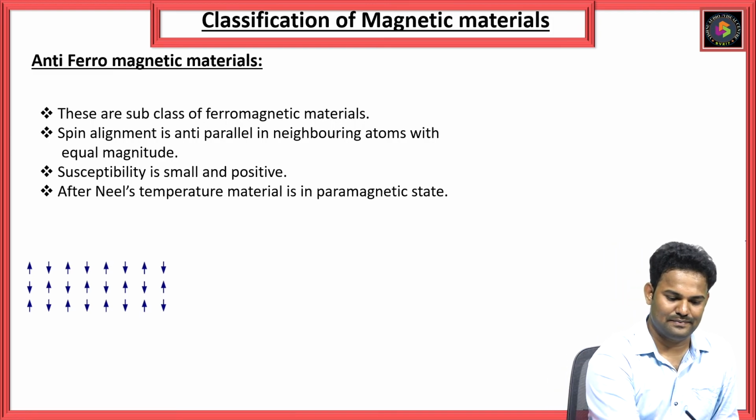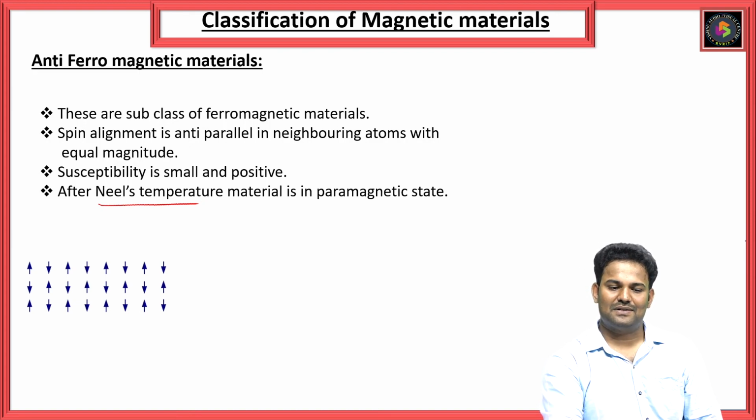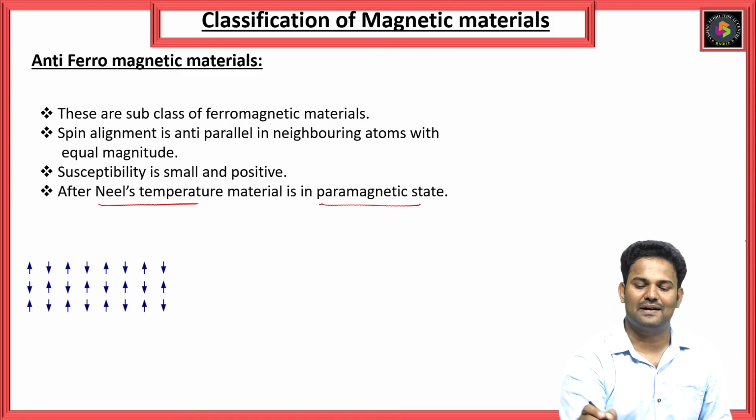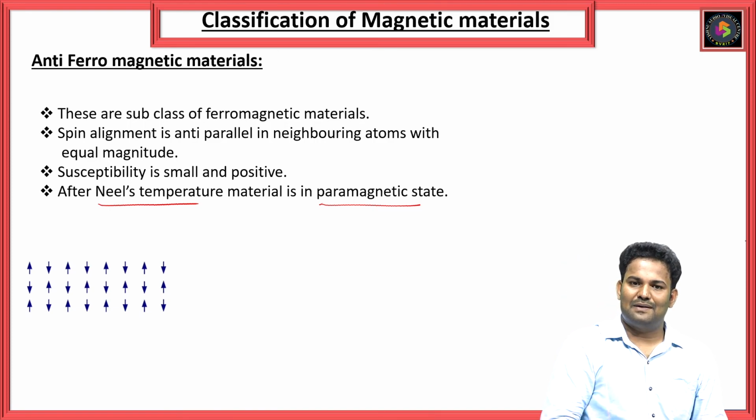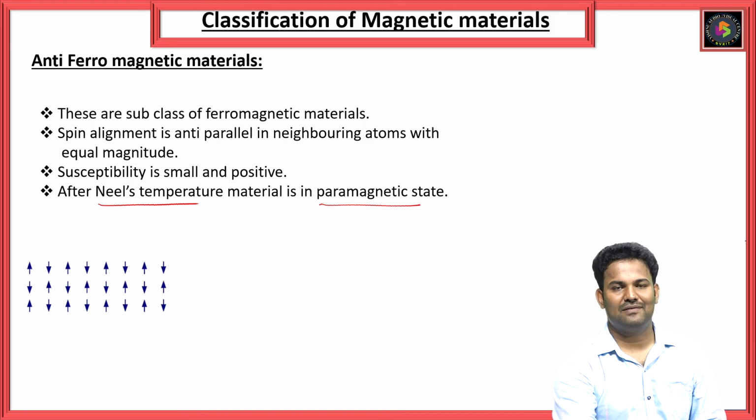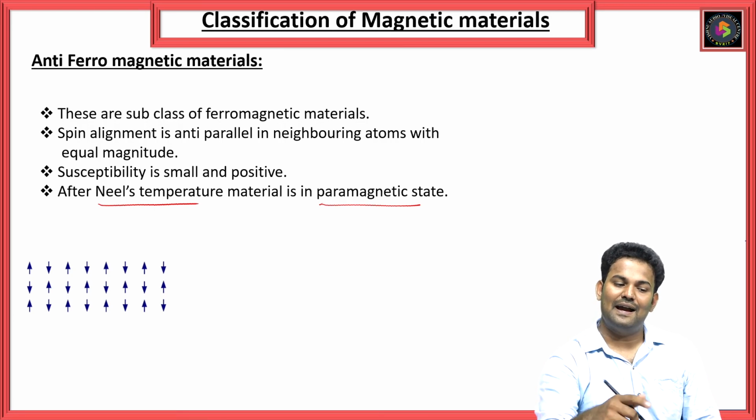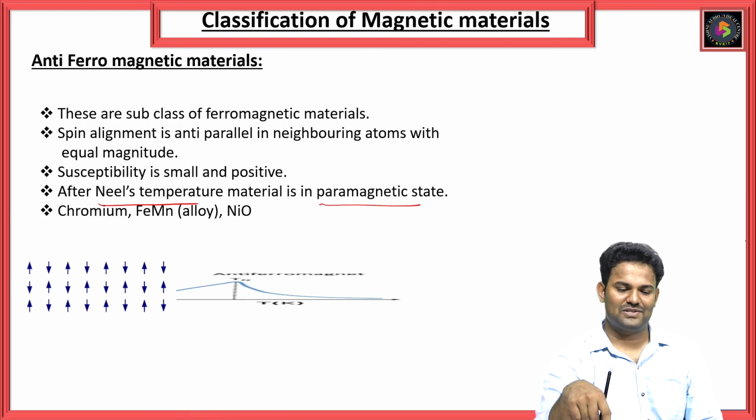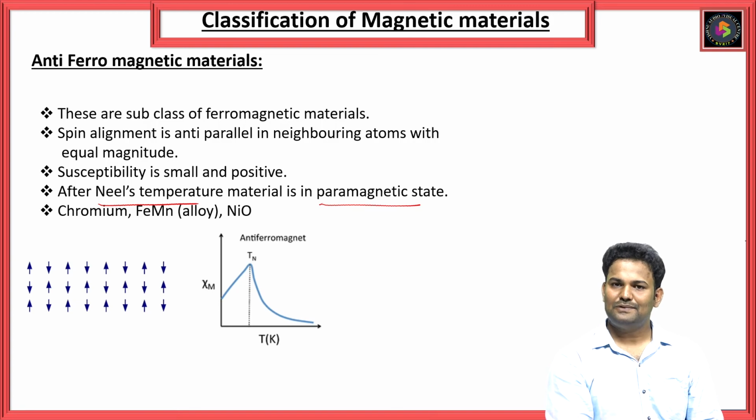What is the Neel temperature? When we apply temperature to an antiferromagnetic material, after a particular temperature it becomes a paramagnetic material. That particular temperature is known as the Neel temperature. Previously we covered the Curie temperature: ferro to para transition is the Curie temperature, and anti-ferro to para transition is the Neel temperature. The examples of antiferromagnetic materials are chromium, iron manganese alloys, and nickel oxides.